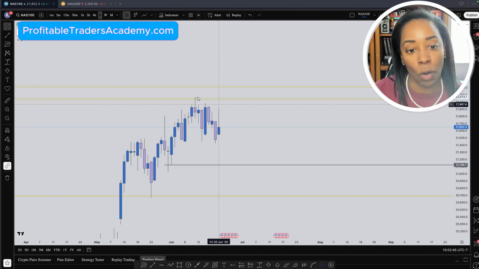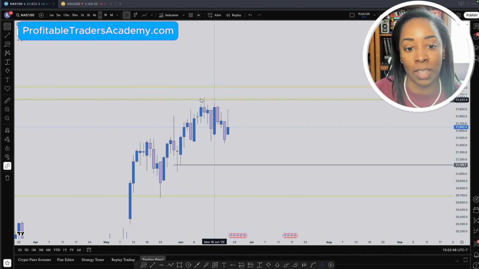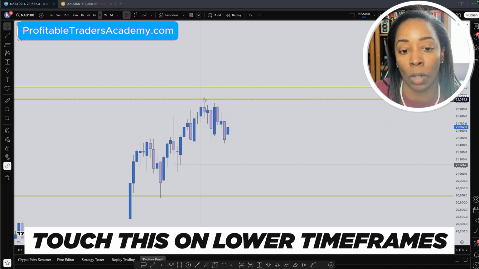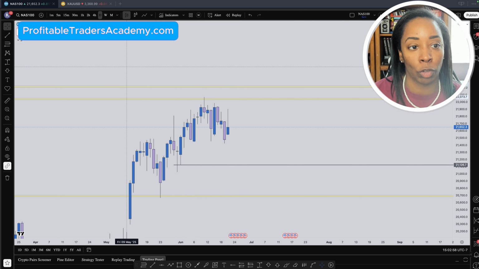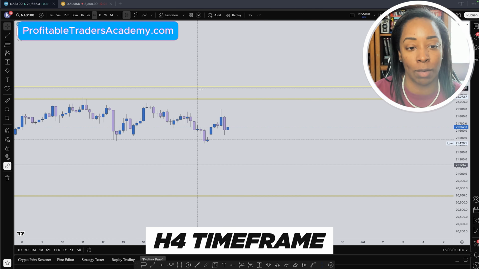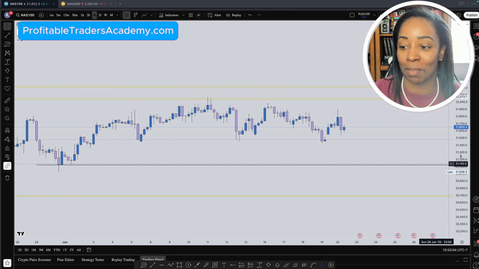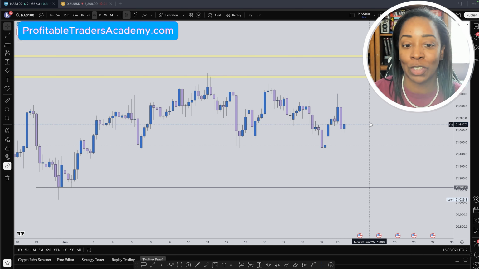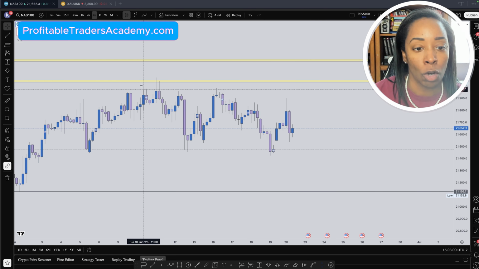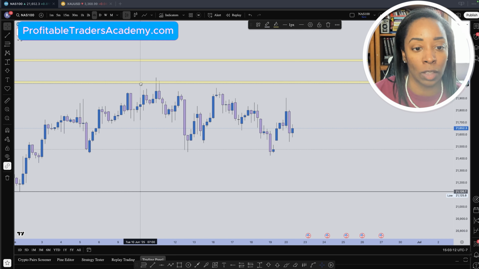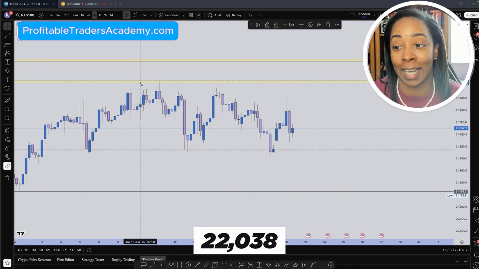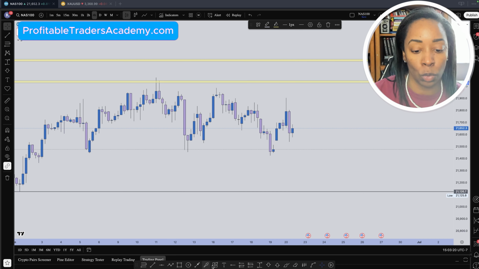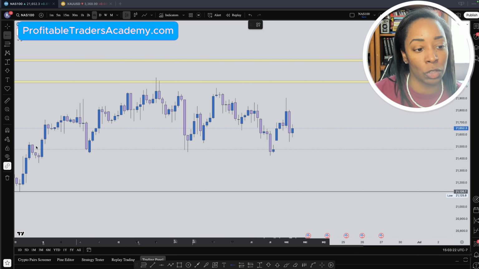Okay, so if we look at this zone, I'm going to touch this on lower time frames. We're going to leave it for now. And I see a ton of chops. So it's really hard to analyze this on this time frame. So let's go ahead and go down to the H4 time frame. Okay, so now we can see some highs and some lows inside of the market. So now that we have that information, first thing I'm going to do is actually move this yellow line. I'm going to move it to about here at 22,038.